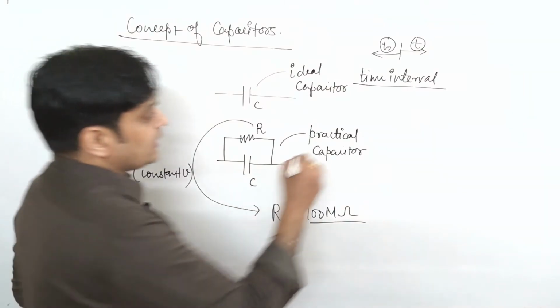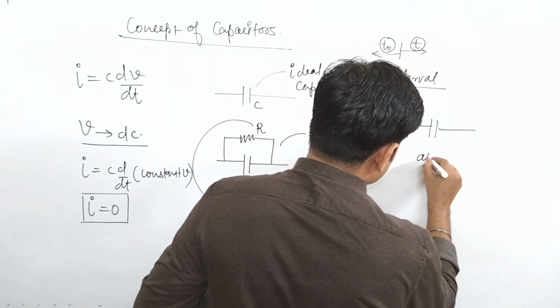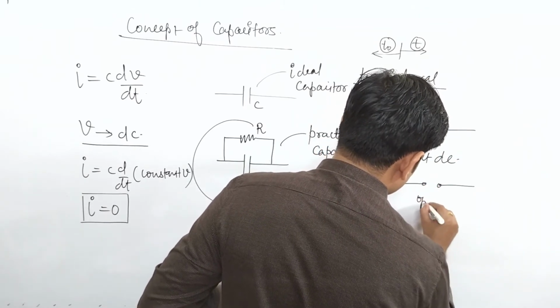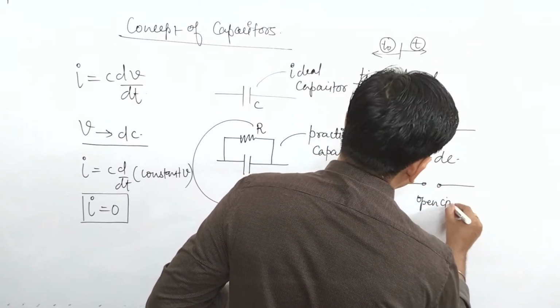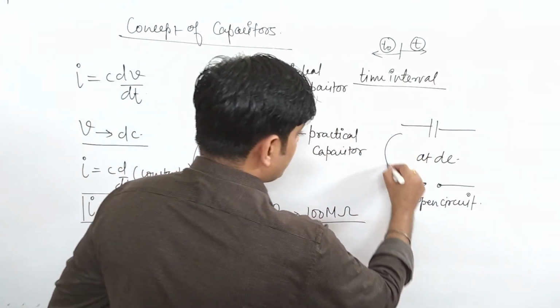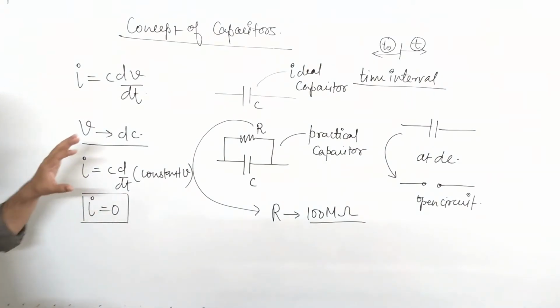So you can say that a capacitor at DC behaves like an open circuit. Very important: a capacitor at DC behaves like an open circuit. Just keep in mind, at DC, a capacitor behaves like an open circuit, and the same concept is used in your networks.